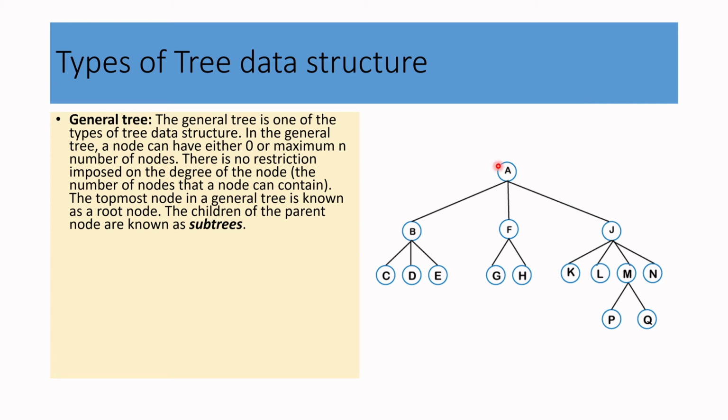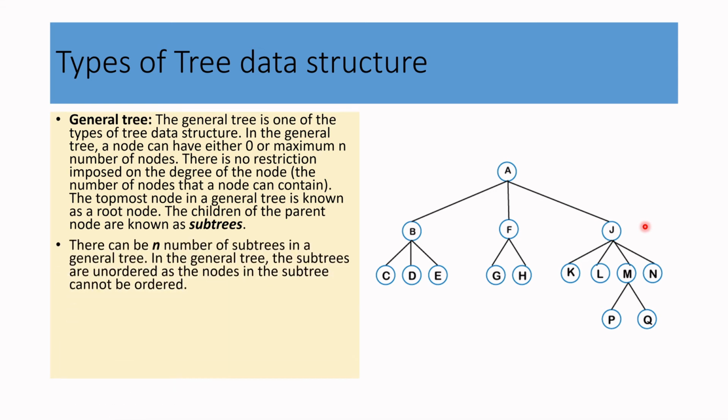Either we can take a, b, c, or a, b, f, or a, b, f, j, or either we can take a, b, c, d, e and leave the rest, or we can take all of this, right? So this is called a general tree, and there are subtrees out there. There can be n number of subtrees in a general tree. Okay, we can take any number of subtrees in the tree.